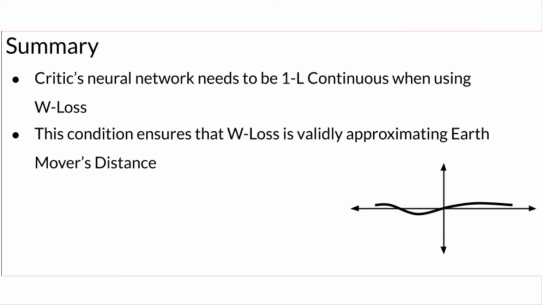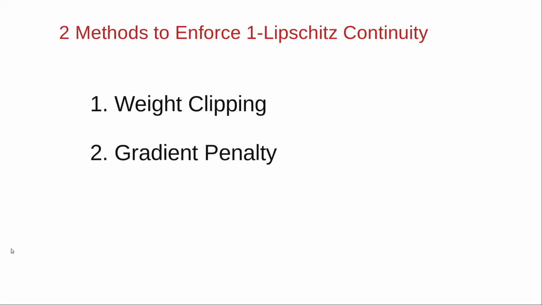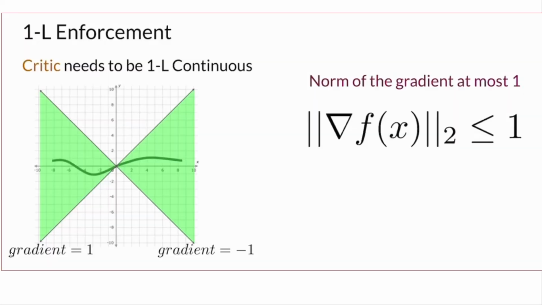Now, in order to satisfy, or try to satisfy, this condition during training, there are multiple different methods, and next we will learn a couple of those methods. The two most prominent and most well-known methods to enforce 1-Lipschitz continuity are these two: weight clipping and gradient penalty. Let's learn them in detail. But before getting into the details of weight clipping and gradient penalty, let's recall what we mean by 1-Lipschitz continuity.